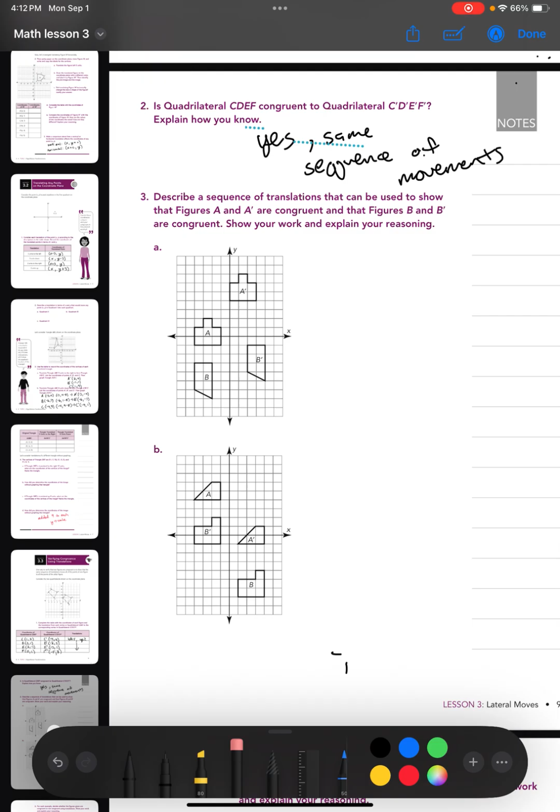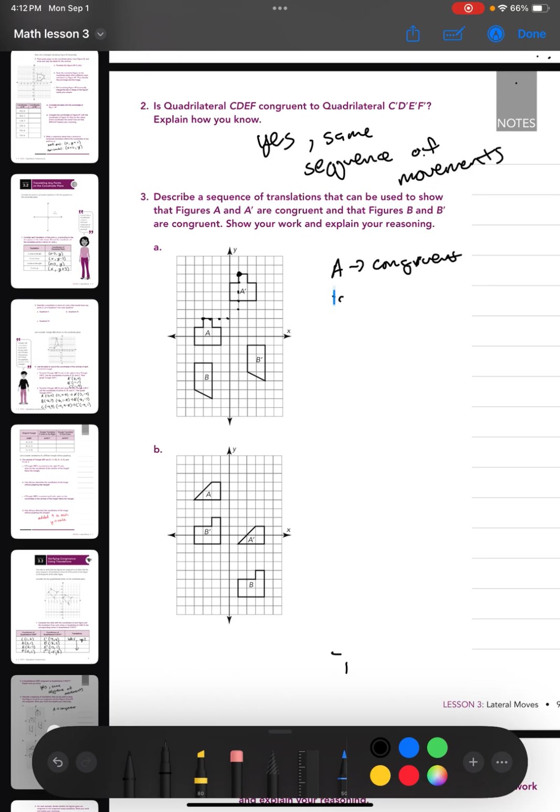All right, 3, describe a sequence of translations that can be used to show that figure A and new figure A are congruent and that figure B and the new figure B are congruent. Show your work and explain your reasoning. So, for A, if you were to measure each one of those transformations, you would find that, yes, they are congruent. And each movement, if we go from this point to the corresponding point, is down 1, 2, 3, 4, 5, and left 1, 2, 3, 4.